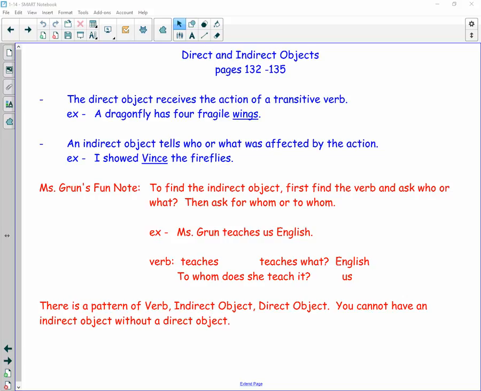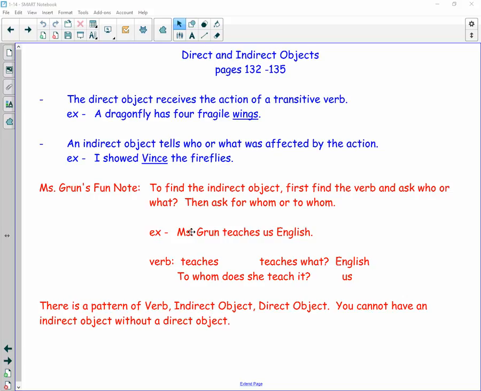The direct object receives the action of a transitive verb. A dragonfly has 4 fragile wings. Has what? Wings. An indirect object tells who or what was affected by the action. I showed Vince the fireflies. What did I show him? Fireflies. Who did I show it to? Vince. My fun note is that to find the indirect object, first find the verb and ask who or what, then ask for whom or to whom.